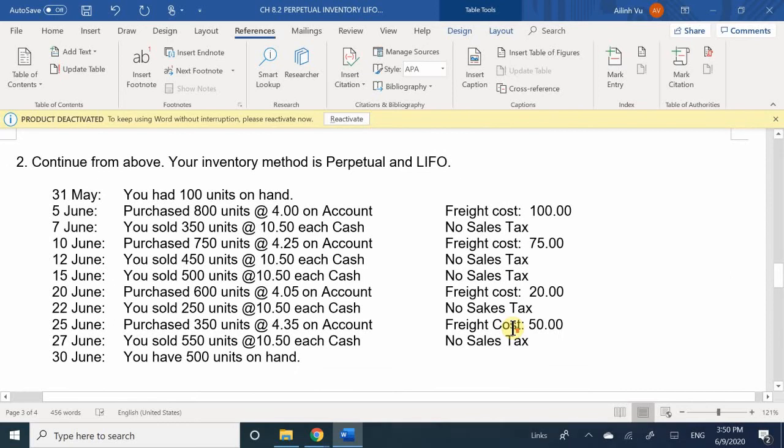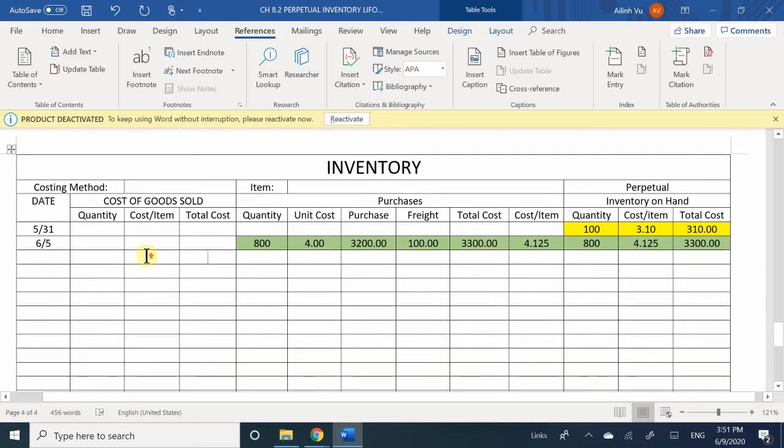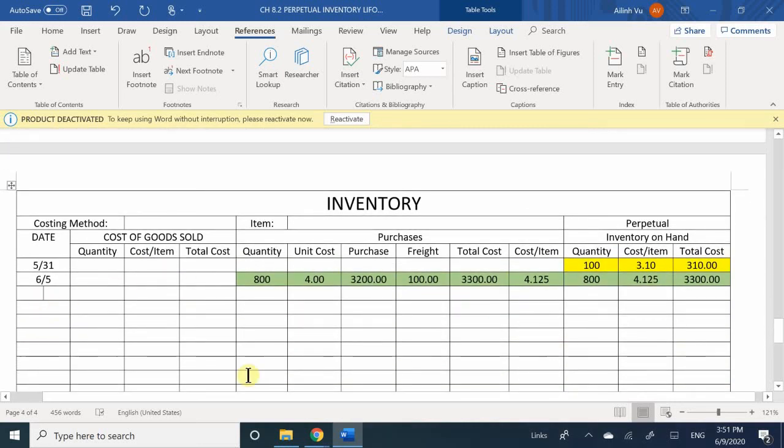You sold 350 units on June 7th. Good. On June 7th, we sold 350 units. Now, we are still under the LIFO method. So, which batch are we going to be taking out of? The green.